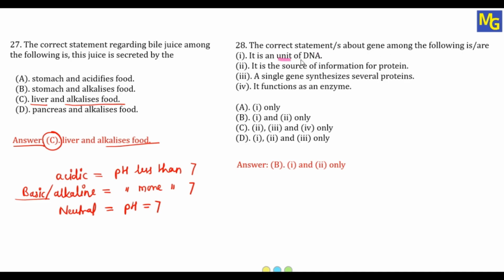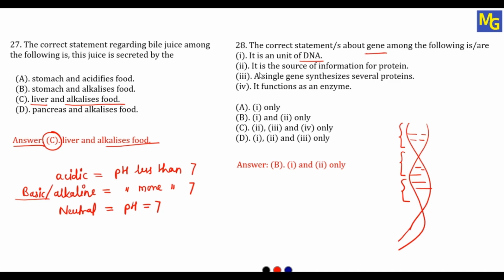What is DNA? DNA is a double helical structure like this. Let me draw the structure. DNA has a double helical structure like this, and there will be bases in this, and sugars and phosphate groups. We know the DNA diagram you have seen. In this DNA, there will be particular portions like this. These are the portions of DNA. Each portion is nothing but a unit, that is a gene. So a gene is a unit of DNA. It is correct. Now see the second option.